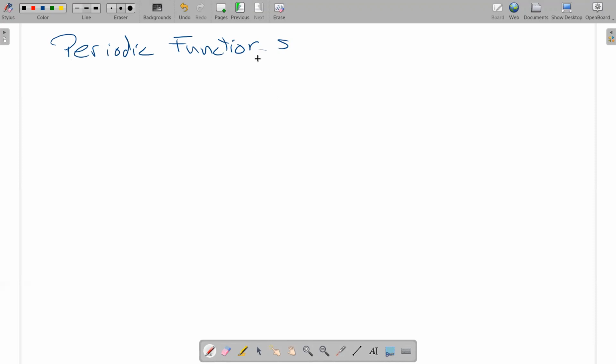So, periodic functions. The definition of a periodic function: a function is periodic if f of x equals f of x plus p for all values of x. And we definitely have that happening. That's what I was demonstrating in my pictures earlier, but using a different way to talk about it.